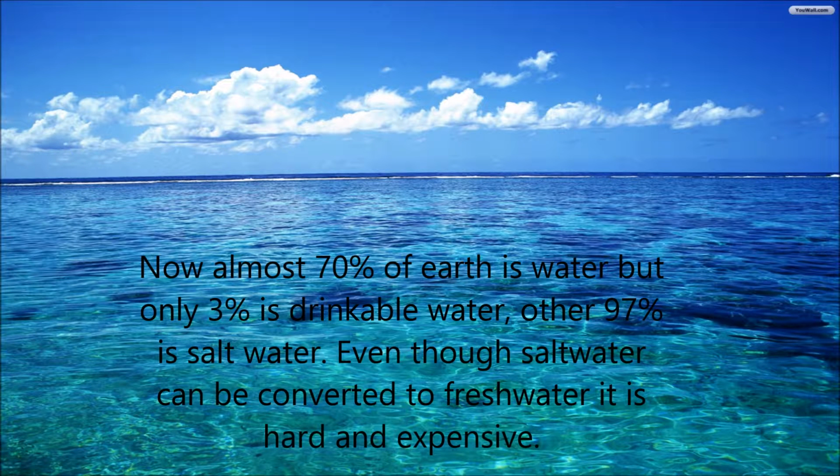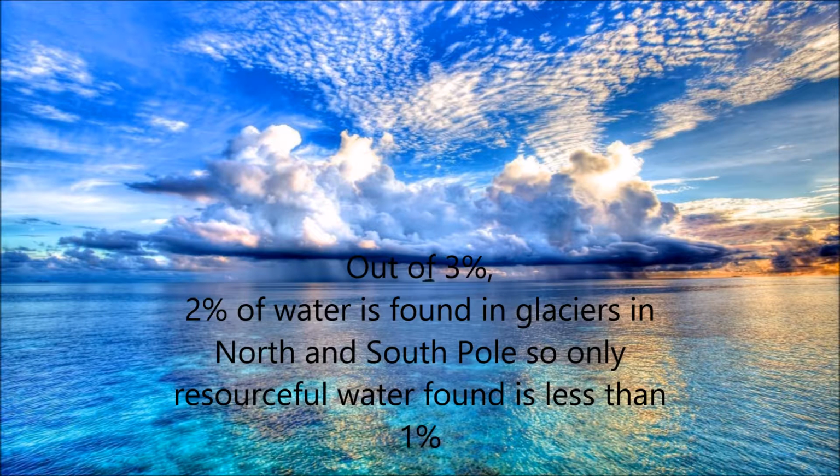Now almost 70% of Earth is water, but only 3% is drinkable water. The other 97% is salt water. Even though salt water can be converted to fresh water, it is hard and expensive. Out of the 3%, 2% of water is found in glaciers at the North and South Pole, so the only resourceful water found is less than 1%.